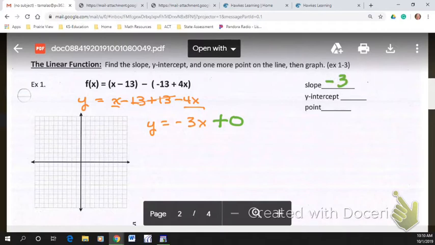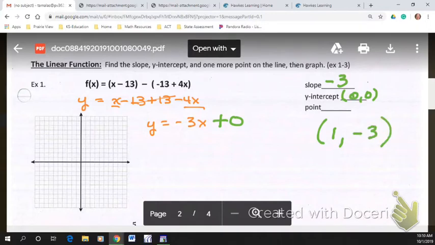Y-intercept, so where does this thing cross the y-axis at? Okay, and I have to be more specific. A y-intercept is a point, so they're going to make you give the answer as a point. So 0, 0. Okay, and then they're going to ask you for another point on the line. So how can I find another point on that line? You can graph it and look at the graph, or you can just pick a number for x and plug it in there, right? If I pick the number 1, then negative 3 times 1 is negative 3, right? So there's another point on that graph.